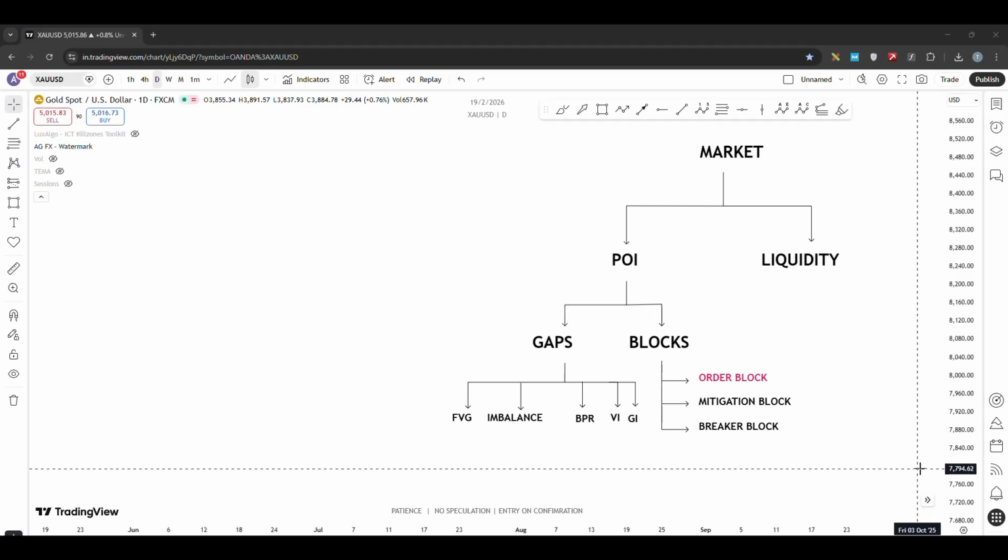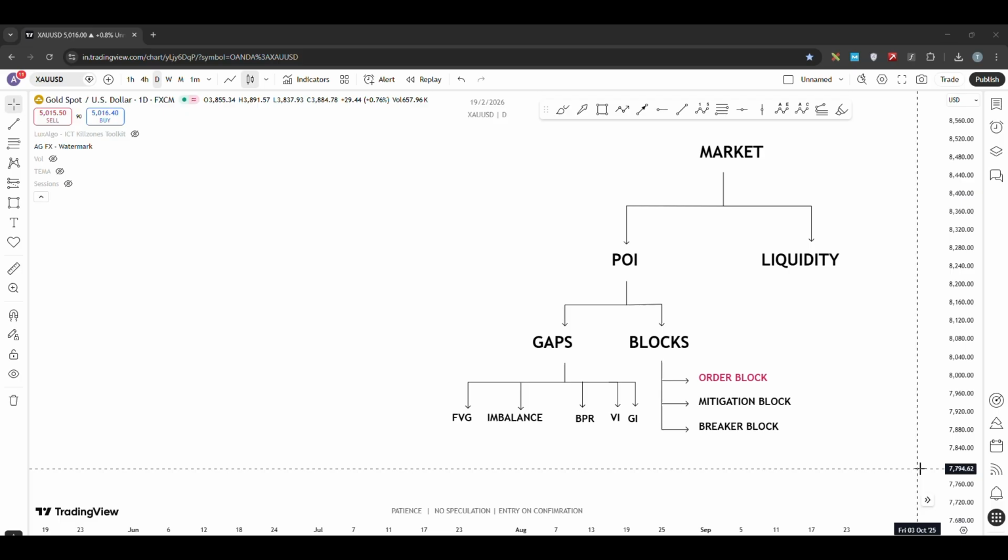Welcome to the fourth session of this course where we'll be studying particularly order blocks. Now this will be very important because order blocks is one of the most popular POIs that we see in all kinds of market, and specifically if you trade gold and silver, then order blocks are something that is really respected in this kind of markets.